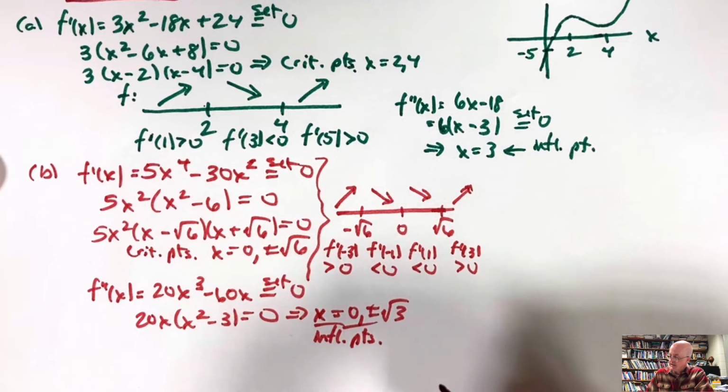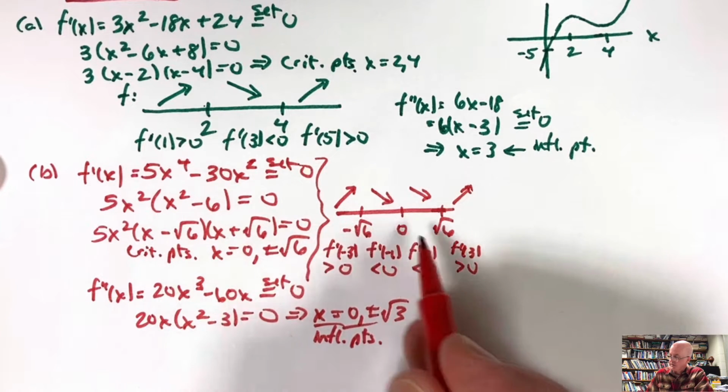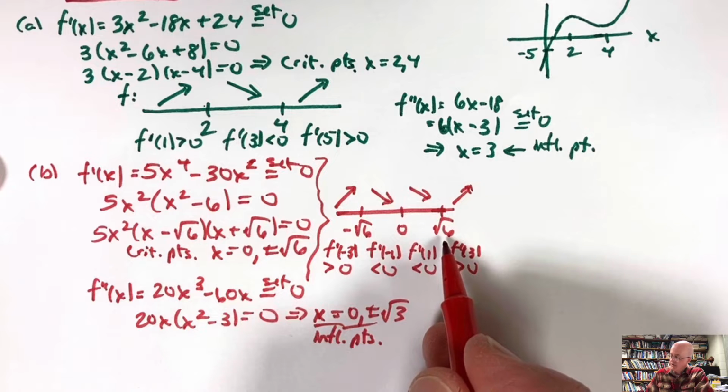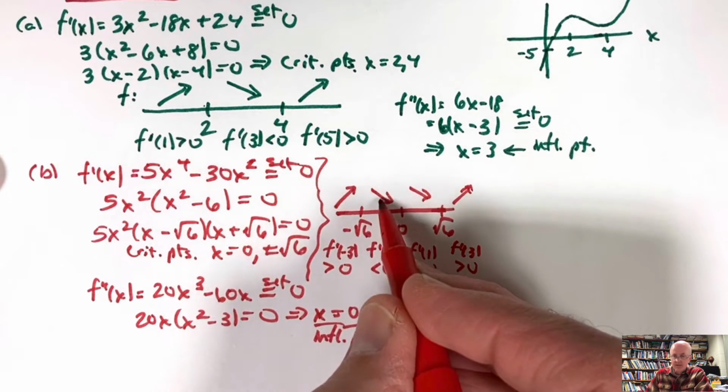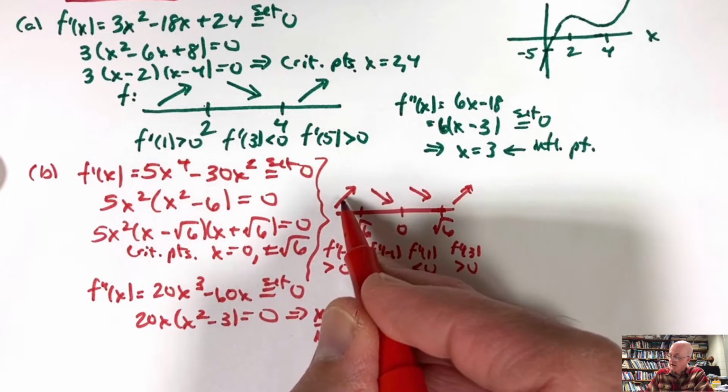And I haven't used the second derivative test. How would I use it? I'd plug these numbers into the second derivative. I will let you do that on your own. What you will get if you plug this number into the second derivative is a negative value, so f is concave down.